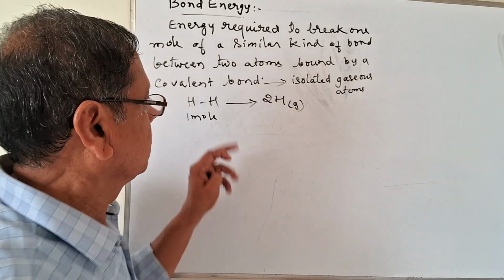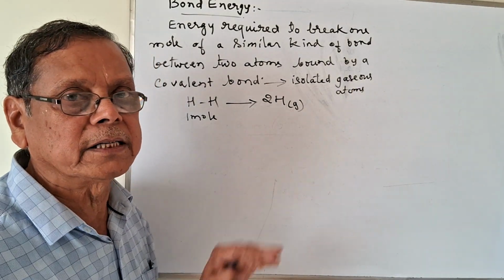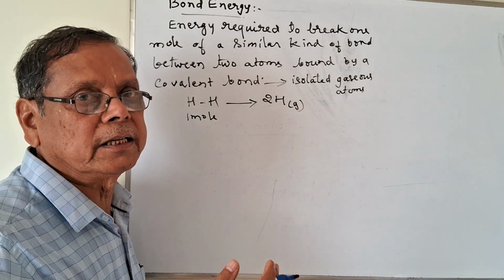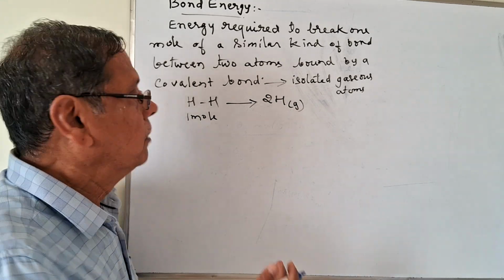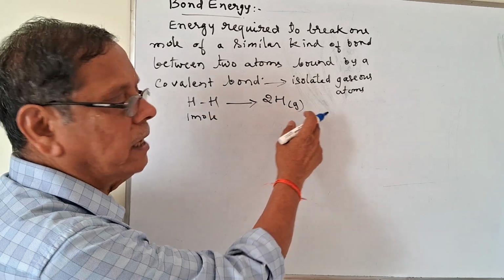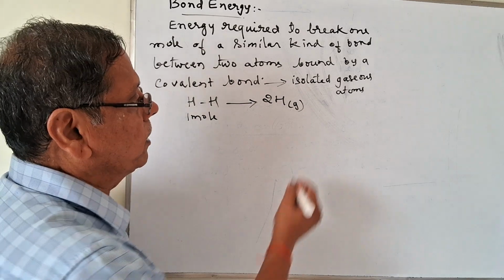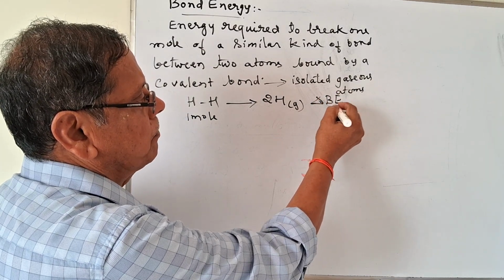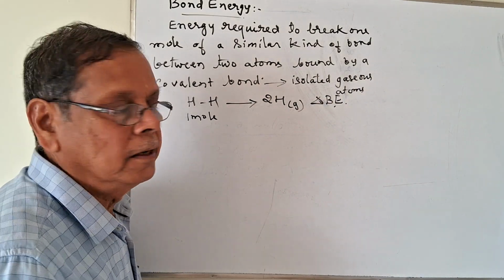Here you just remember the difference between the bond energy and ionization energy. Ionization energy is nothing but removal of the electron. But here the bond is broken so that both the atoms are produced in the isolated gaseous state. So whatever the energy that is required, it is named as the bond energy or bond dissociation energy.